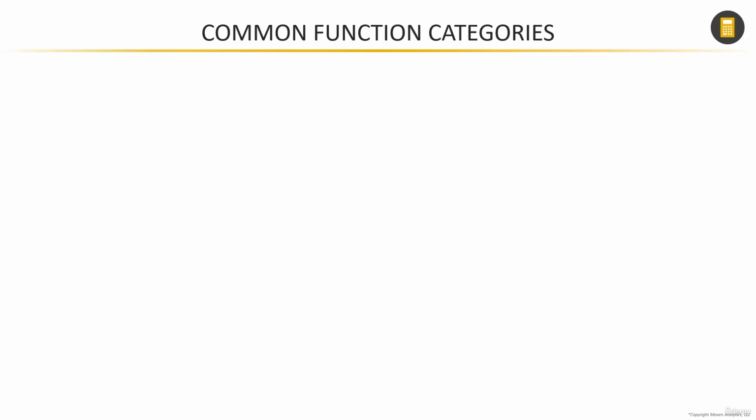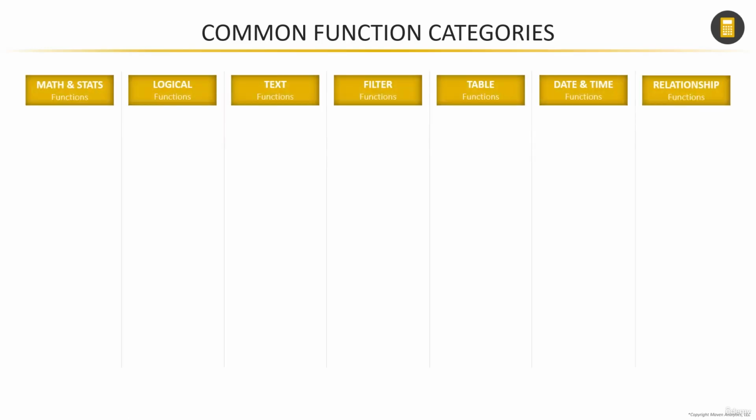All right, so one last lecture here before we really shift into DAX demo mode. I want to take some time and talk about some of these common function categories. A lot of these should look pretty familiar to you, especially if you've spent some time using Excel. They do map pretty closely to some of the Excel function categories, especially math, stats, logicals, text, and the date and time functions. That said, there are a few areas here that are quite a bit different in DAX, like filter functions, table functions, and our relationship functions.